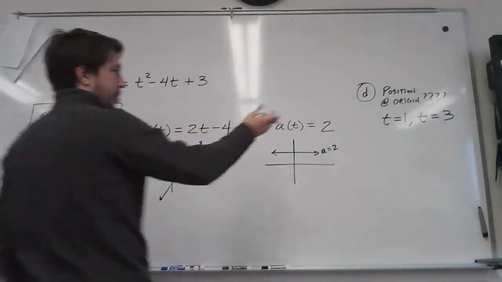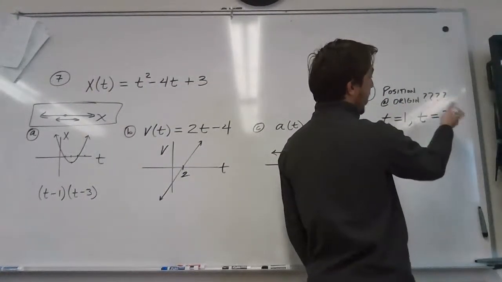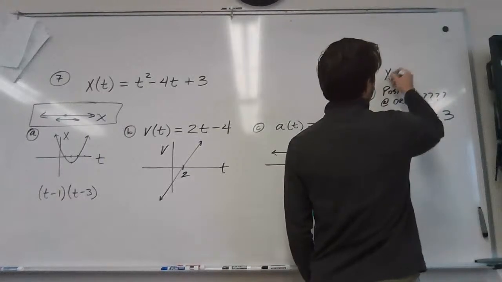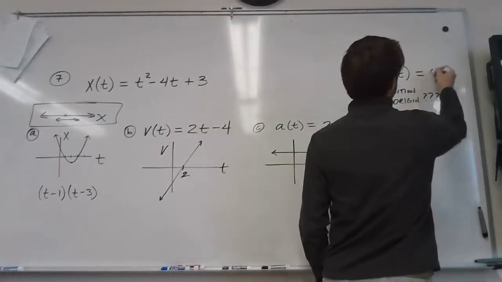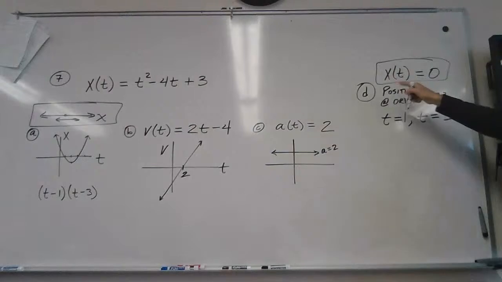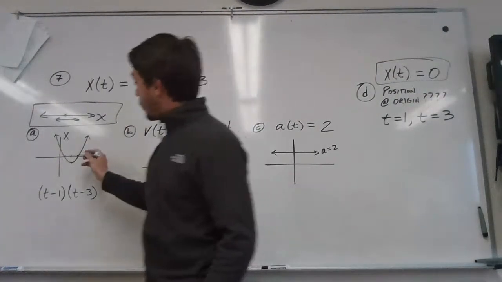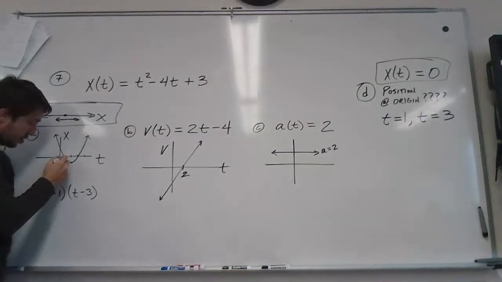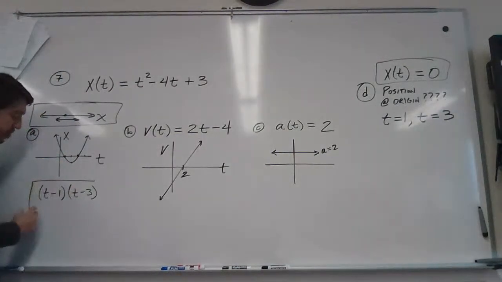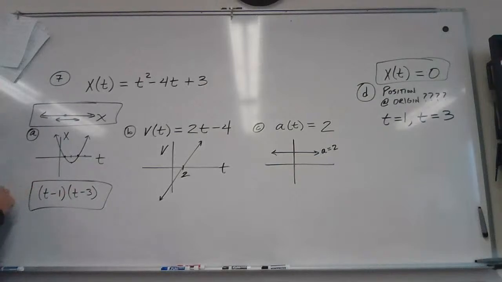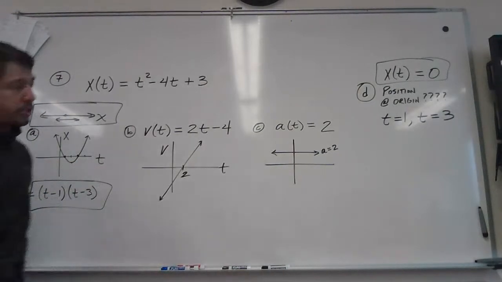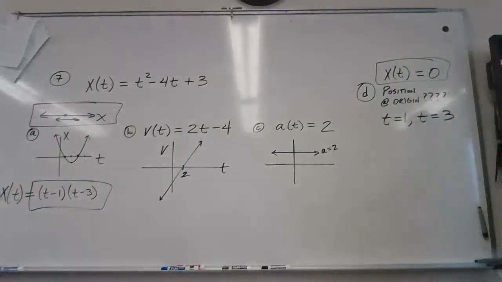If we're asking the question, position at origin, what question are we asking mathematically? Very good. We're saying at what time values is that true? We'll come back to your position versus time graph, and this is where Jesse's factorization would help us out. So we can see that at time 1 and time 3, the position is 0.